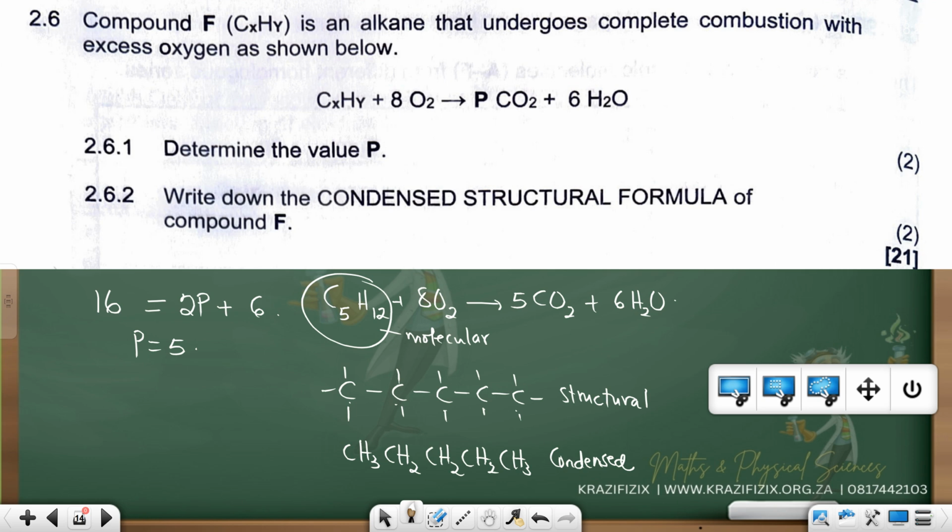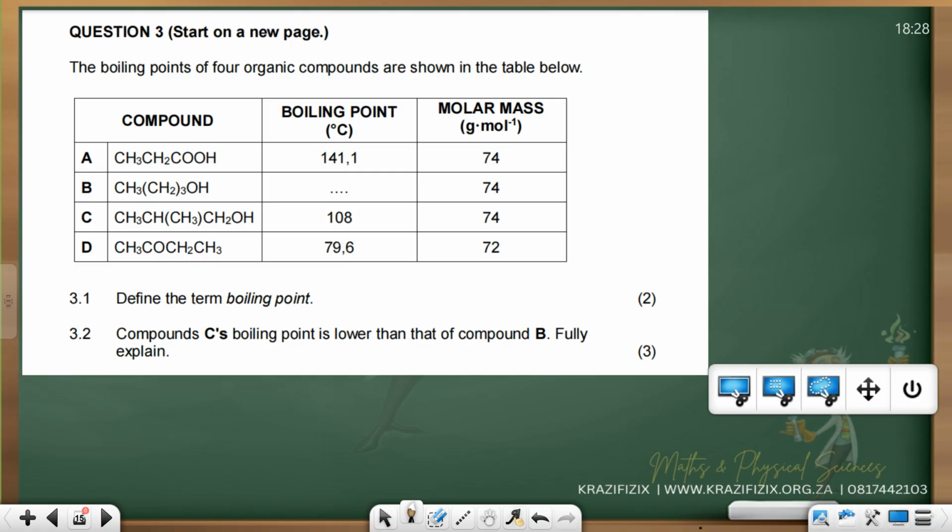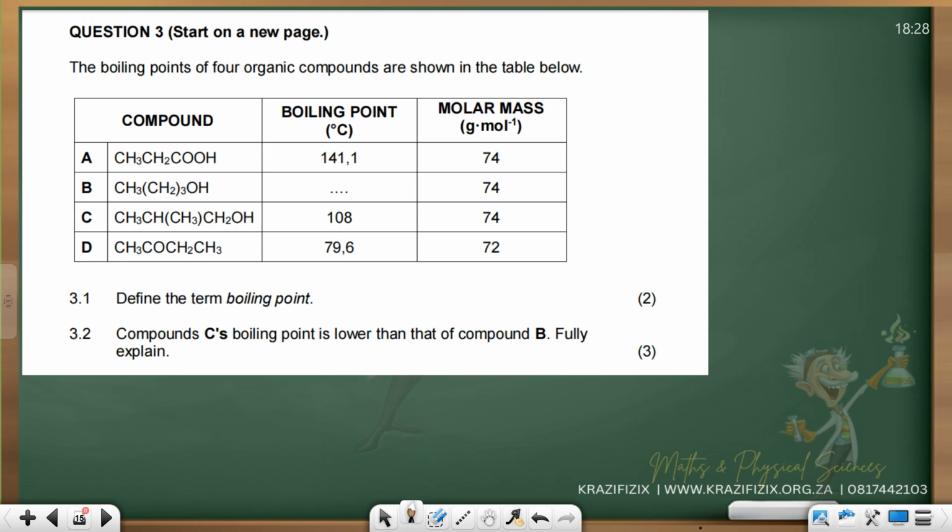You're safer that way. All right, guys, that was not a bad 21 marks question. It's almost half the organic. Organic is 50, and this is 21. All right, let's do this one together, which is boiling point and melting point and all of that. The boiling point of 4 organic compounds is shown. I always first like to see what's similar.